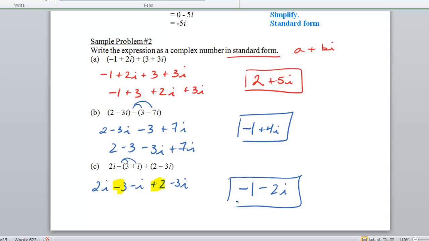So this has been a quick introduction to complex numbers and simplifying complex numbers through addition and subtraction. In the next video, we'll go into multiplication.